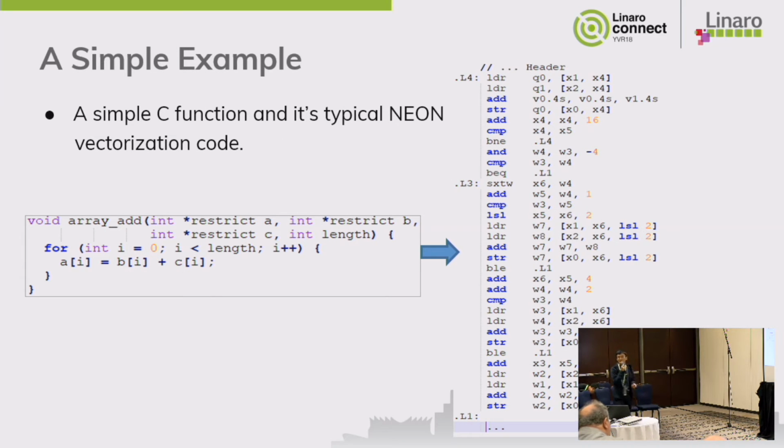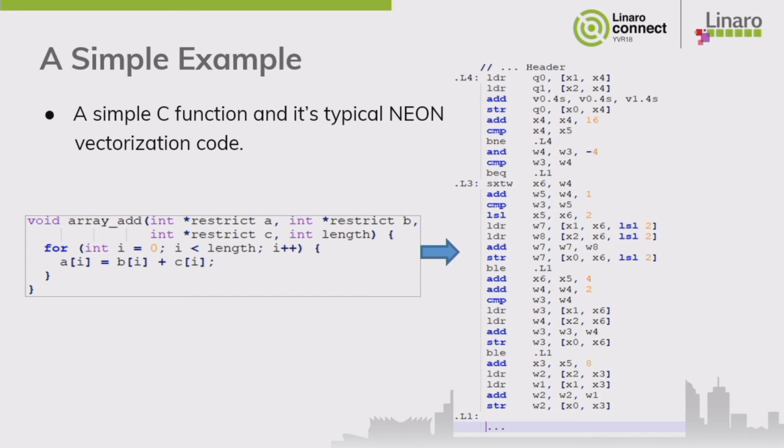So this is an example. A typical C function will look like this. If the compiler has auto-vectorization ability, it will usually generate code like this. So this is the main loop.